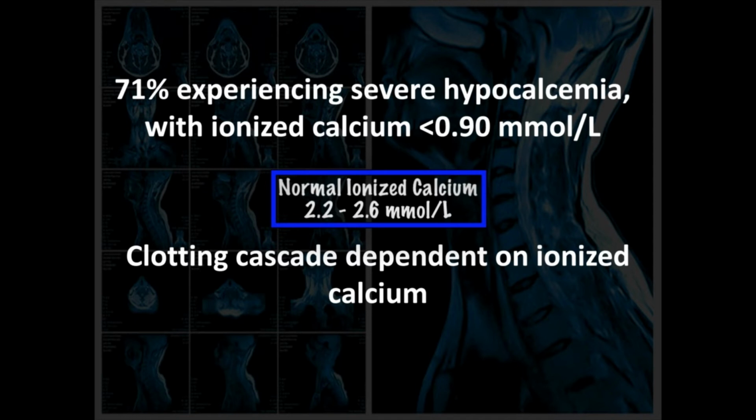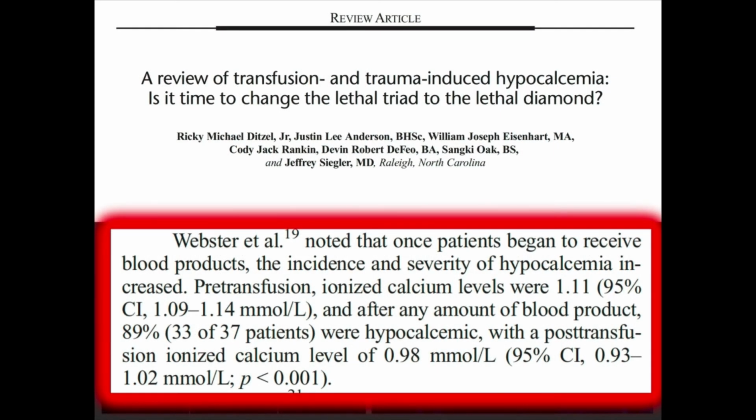So that is significant. And the thing to understand is clotting cascades are dependent on the ionized calcium. One of the studies that we referenced in the previous slide, Webster et al., noted that once patients began to receive blood products, the incidence and severity of hypocalcemia increased significantly.